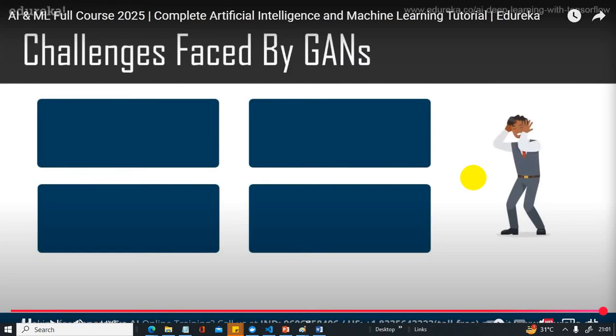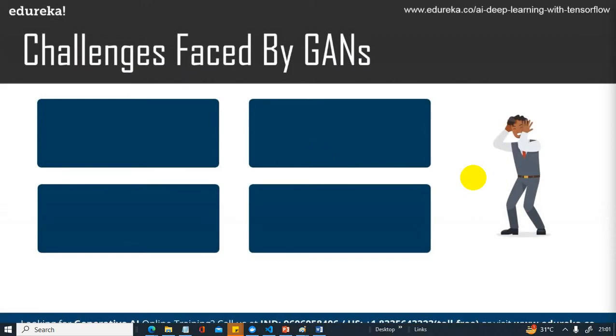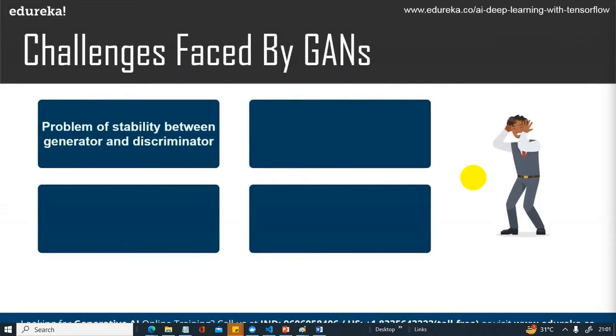There are a lot of setbacks that can cause a lot of hindrance in its path. Some of the major challenges faced by GANs are, the first one is stability. There has to be stability required between the discriminator and the generator network. Otherwise, the whole network would just fall.